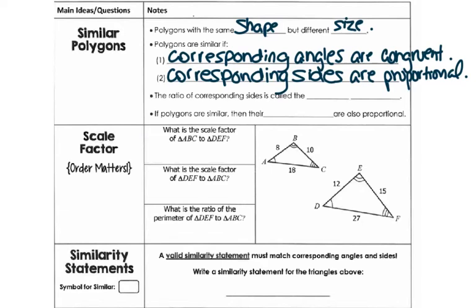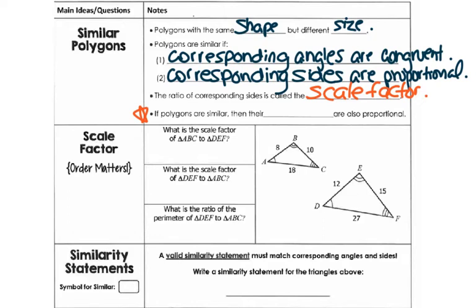Take a minute to pause the video if you need to catch up on taking notes, okay? So now the ratio of the corresponding sides is called the scale factor. And if polygons are similar, then their perimeters are also proportional. Now we'll take a few examples later on and investigate this concept.